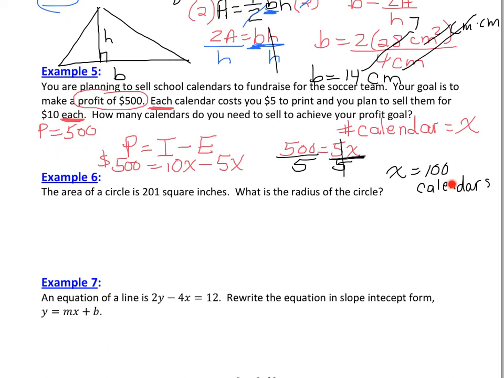Now, if we printed fewer calendars, they're still going to make some profit. If we printed more, you're going to make more profit. So that's how that goes. The more you sell, the more money you're going to make.